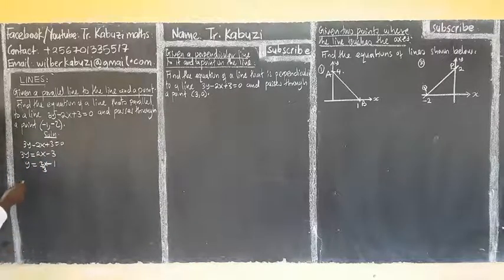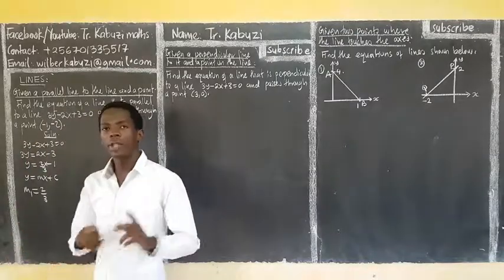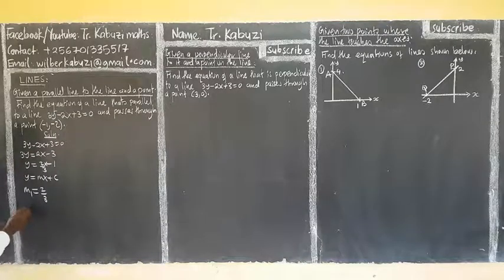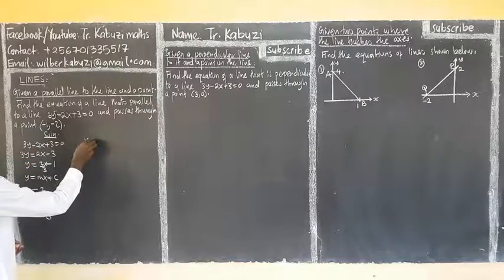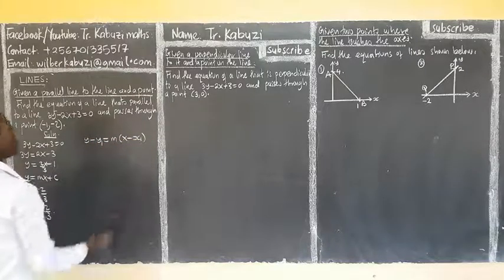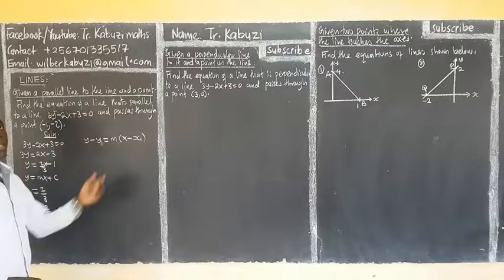And now if you compare with this, here my gradient m1 is equal to 2 over 3. If these two lines are parallel, it means that this one is also going to be the gradient of the line we want to find. So meaning our m2 is also 2 over 3. Then we have the point where it passes. The easiest formula to use is y minus y1 equals m times x minus x1. This one is coming from the gradient. This one is change in y, this is change in x, they just cross multiply.